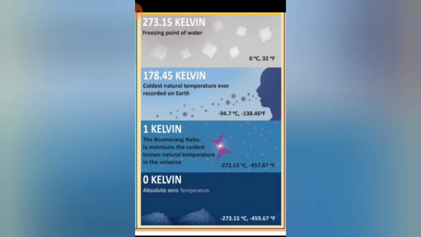ஃப்ரீசிங் பாயிண்ட் ஆஃப் வாட்டர் பார்த்திங்கன்னா 273.15 கெல்வின். அந்த சைடில் உங்களுக்கு சென்டிகிரேட் வேல்யூ ஃபாரன்ஹீட் வேல்யூ கொடுத்துருக்காங்க. நெக்ஸ்ட்டு கோல்டஸ்ட் நேச்சுரல் டெம்பரேச்சர் எவர் ரெக்கார்டட் அந்த எர்த் வேல்யூ பார்த்திங்கன்னா 178.45 கெல்வின். ஸோ ஒரு கெல்வின் பார்த்தோன்னா the Boomerang Nebula maintains the coldest known natural temperature in the universe. யூனிவர்ஸில் நிபுலாவில் அந்த வேல்யூவை கான்ஸ்டண்ட்டாக வச்சுருக்கோம் 1 கெல்வின் வேல்யூ. அப்புறம் 0 கெல்வின் நமக்கு ஏற்கனவே தெரியும், அப்சல்யூட் ஜீரோ டெம்பரேச்சர் அப்படின்னு நம்ம சொல்லுவோம்.